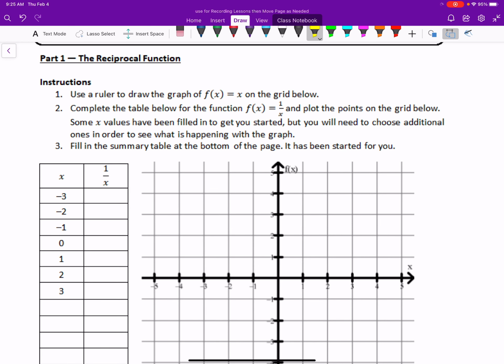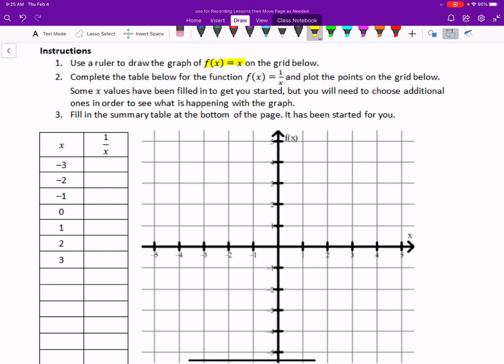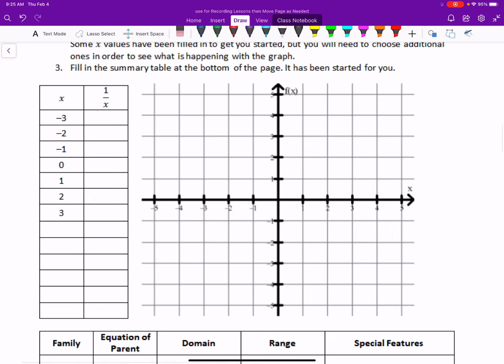First we want to compare it to something. So we're going to draw the parent function of f(x) = x, in other words, y = x. So the parent function of a linear function we're going to draw on the graph. I'll just do that now. Remember, that's one that goes through the origin and has a slope of 1. So this is the function f(x) = x, or y = x. That's the parent function.